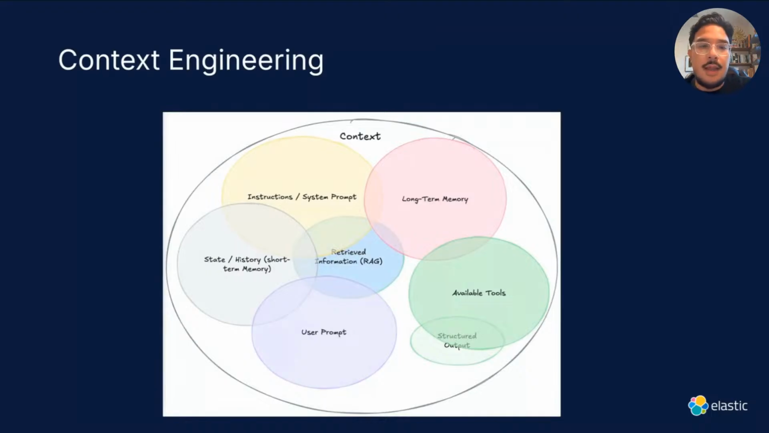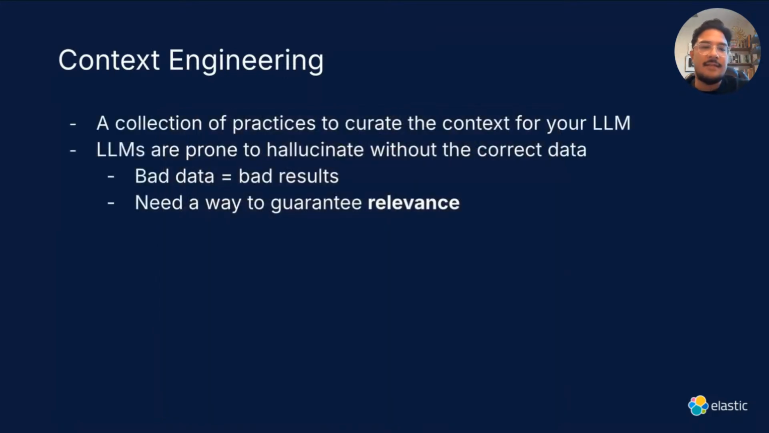Just a short little picture on context engineering. It's not really one thing, but a collection of practices to curate the context for your agent. And this is where Elastic shines, right? Elastic has always been great at relevance in search. Now with AI agents, it's about giving that same capability to agents, helping them cut through noise and retrieve the most relevant data at the right time. So when you think of context engineering, think of it as relevance engineering, and that's the layer that Elastic owns. Again, LLMs are prone to hallucinate without the correct data. Bad data equals bad results. That's a no-no, and we need a way to guarantee that relevance.